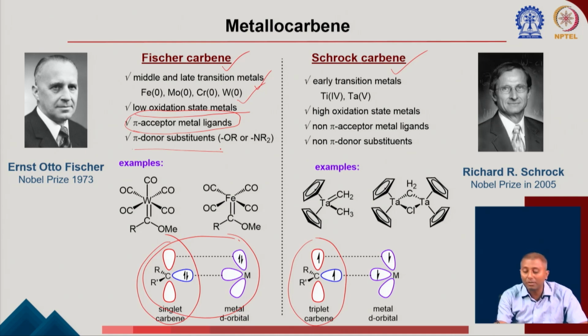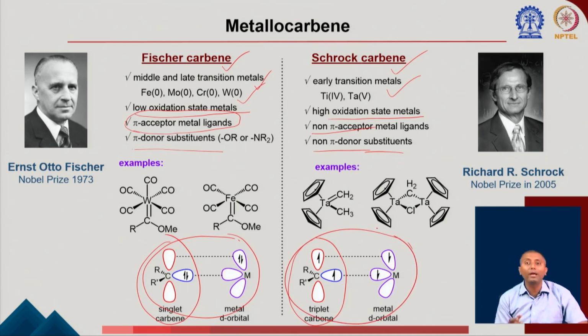Then on the other side, the Schrock carbene, there has to be an early transition metal with a high oxidation state, and then there should be non-pi acceptor metal ligands and non-pi donor substitution. So they are going to form a Schrock carbene, which is also shown in this diagram.